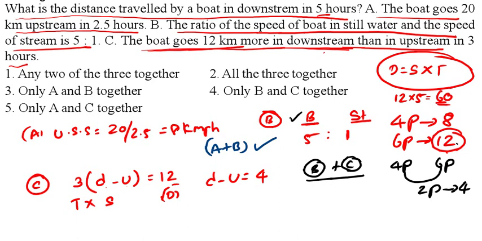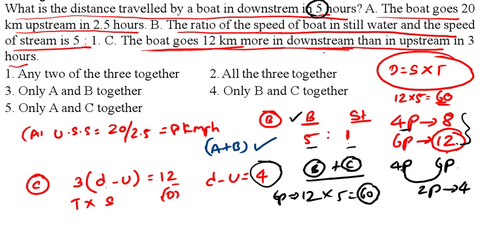Don't look at the 8 and 12 from before. In B, we have only this: boat speed 5, stream speed 1. Downstream means 6, upstream means 4. The difference is 2 parts. So 2 parts equal the given 4. We want to calculate downstream. Downstream means 6 parts. 6 parts equal 12. Time is 5 hours. 12 into 5 is 60. That means by using B plus C also we are going to get the answer. By using A plus B we get the answer, and by using B plus C we get the answer.